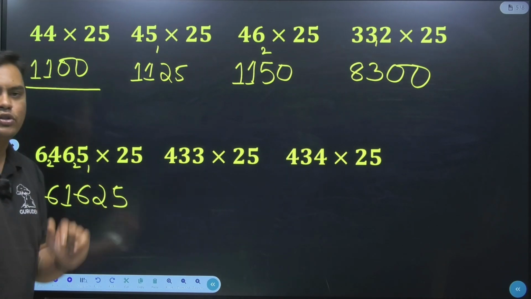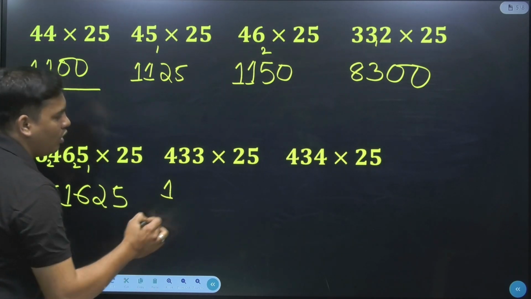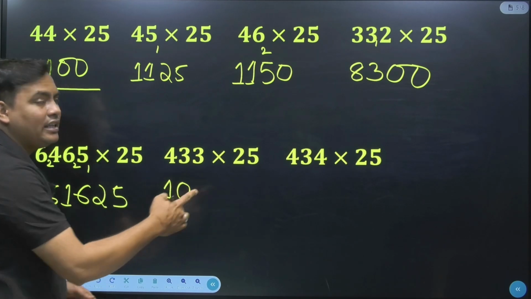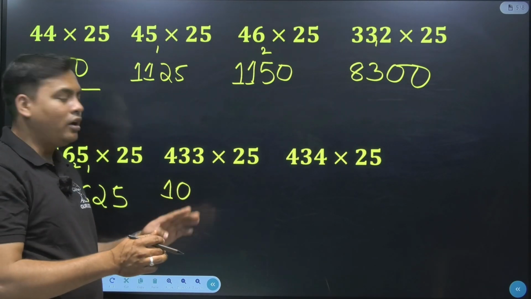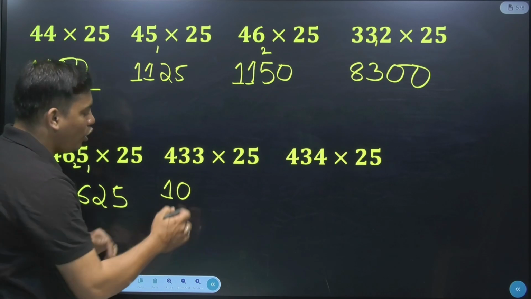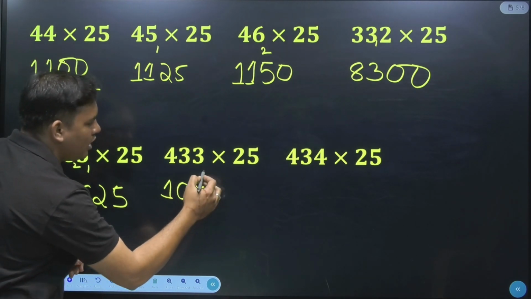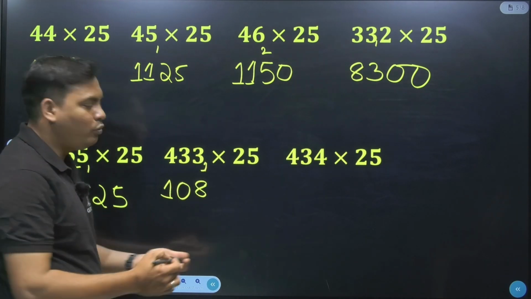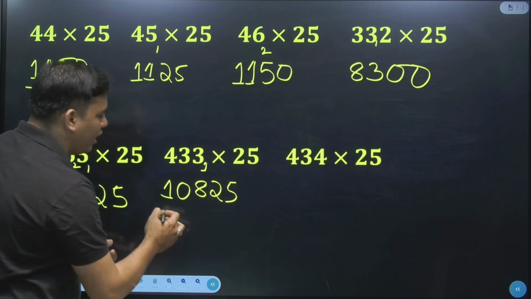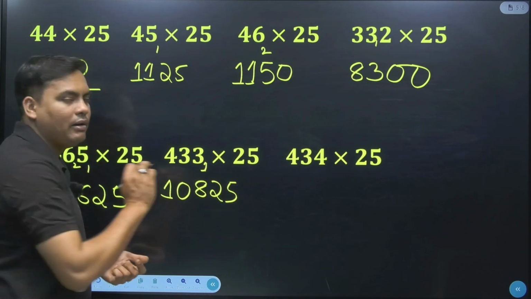Now coming to this question. 4 ones are 4. Okay, I will be taking a 0 because 3 is not divisible by 4. I will be taking 33 now. 4 8s are 32, so 1 is remaining. I will be adding 25. My answer will be 10825.